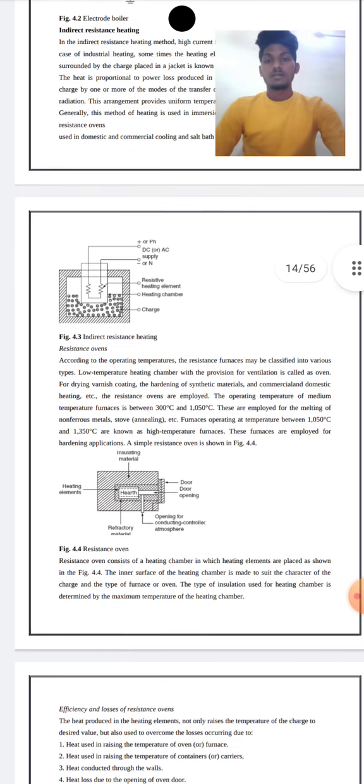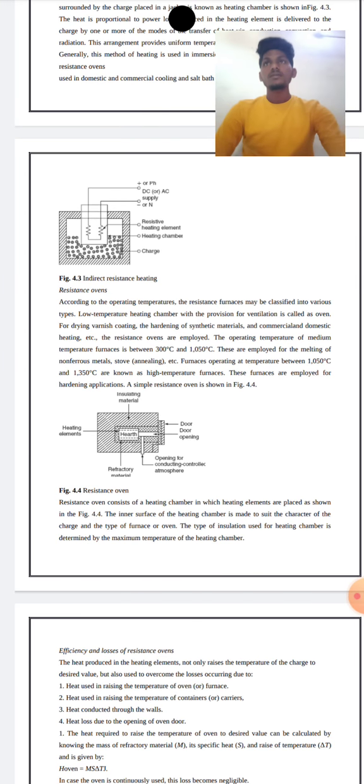Third one, resistance furnaces. According to the operating temperature, resistance furnaces may be classified into various types. Low temperature furnaces are used for drying, baking, and heating of synthetic materials, and for commercial and domestic heating.